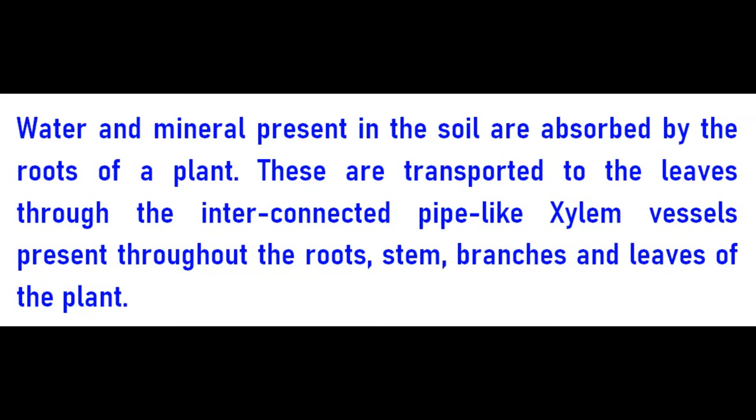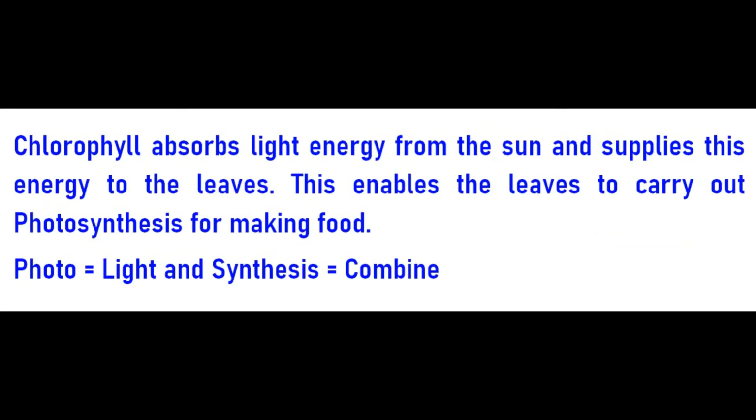Now, chlorophyll absorbs sunlight from the sun. That is the third condition. And it supplies this energy to the leaves. This energy enables the leaves to carry out photosynthesis for making food. Photo means light and synthesis means combining. Light helps combine the minerals and carbon dioxide into glucose.